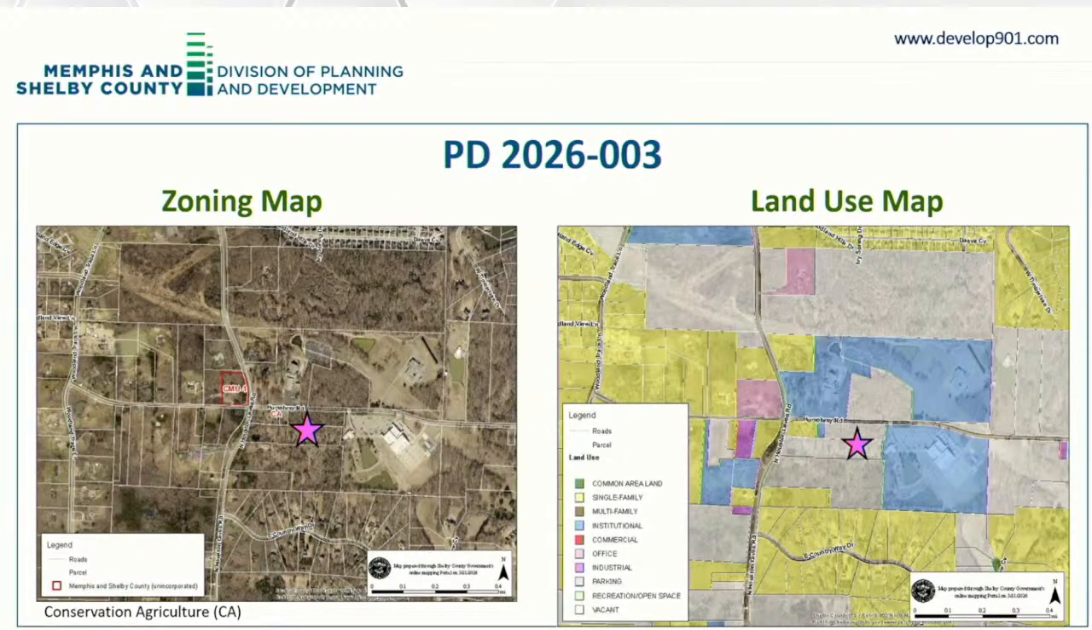So looking at the zoning, this is currently zoned Conservation Agriculture, or CA, and really the entire area is zoned CA, other than at the northwest corner, there is 1 lot that is zoned Commercial Mixed Use 1. And looking at the land use map, these are 2 vacant lots, as indicated by the star, and it's surrounded by other vacant lots. You also have religious institutions surrounding and single-family residential.